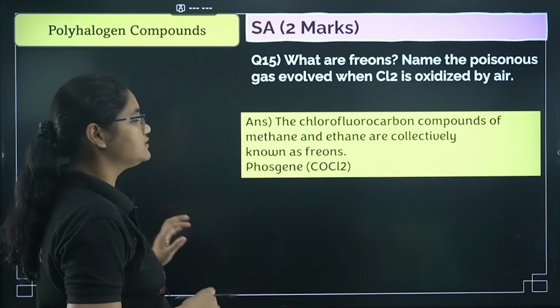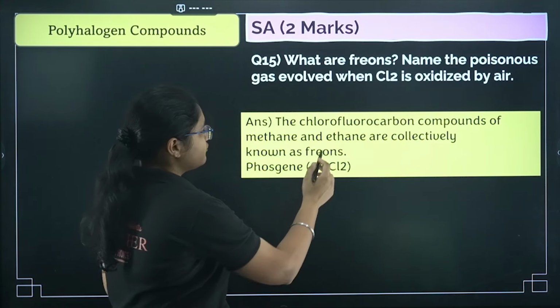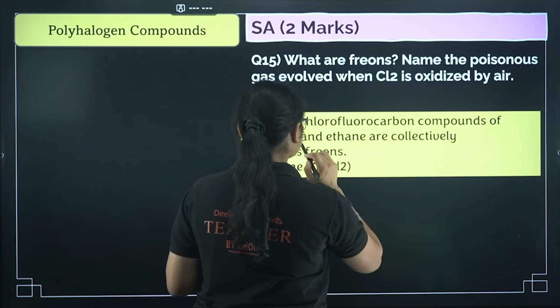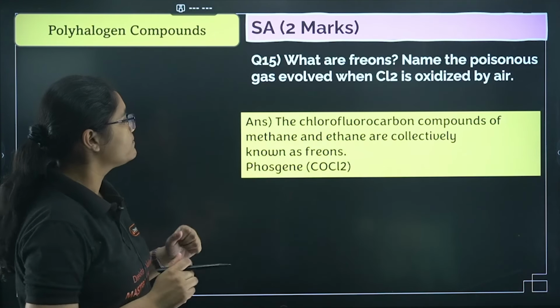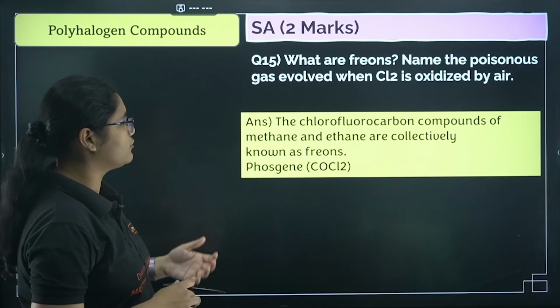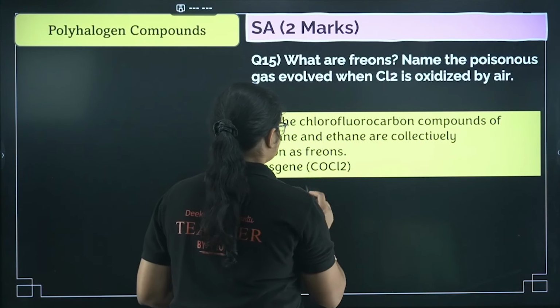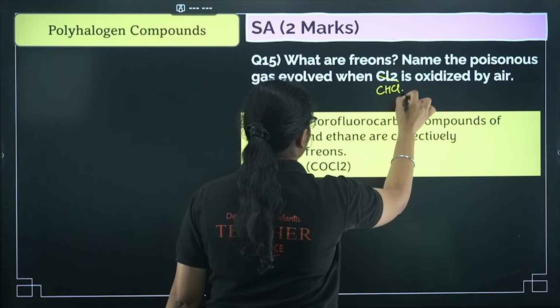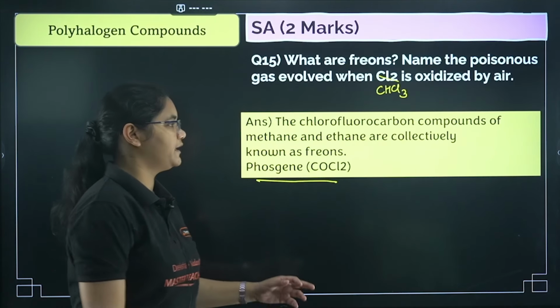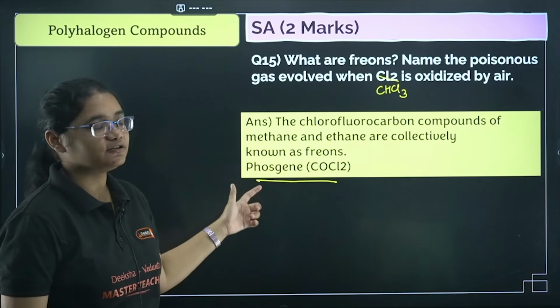So what are freons? Freons are chlorofluorocarbons. The chlorofluorocarbon compounds of methane and ethane are collectively called freons. And what is the poisonous gas evolved when chloroform is oxidized by air? So that is COCl2. Sorry, not Cl2, it is chloroform. So when chloroform is oxidized by air, you get COCl2, and that gas is called phosgene.